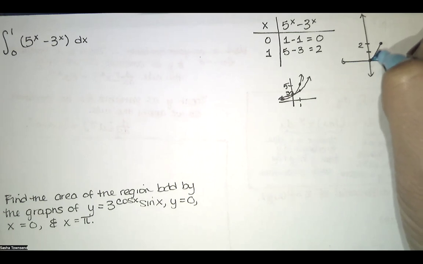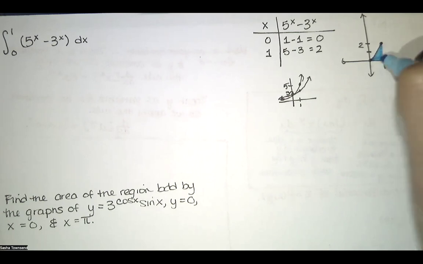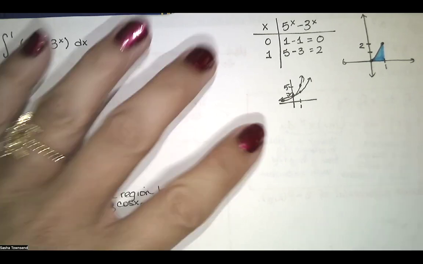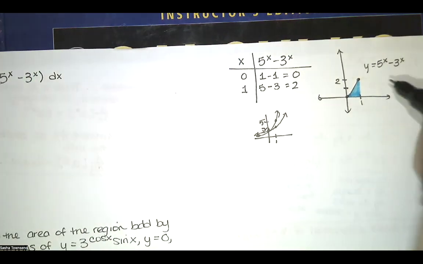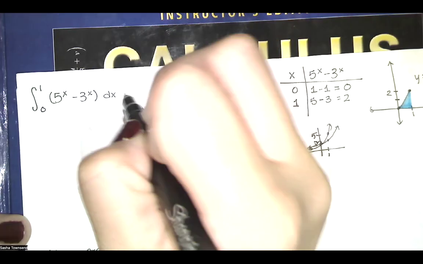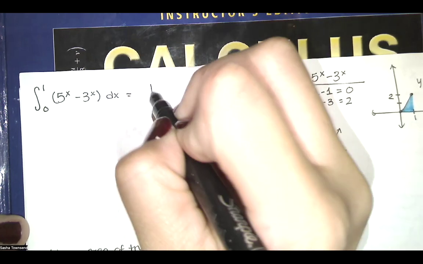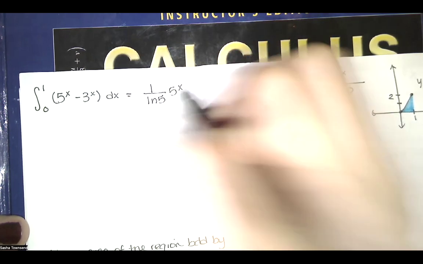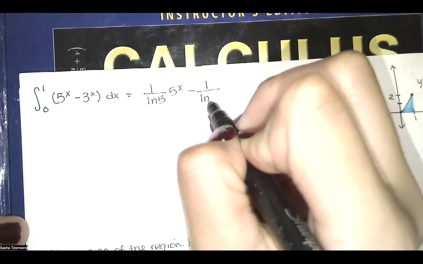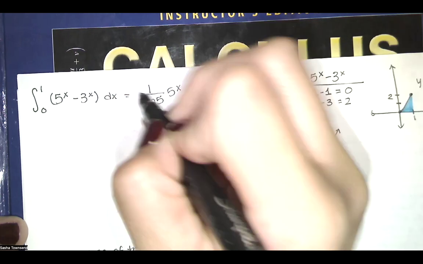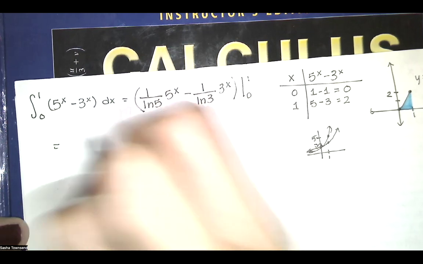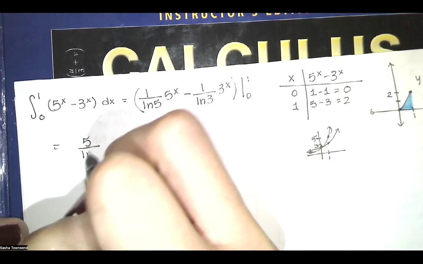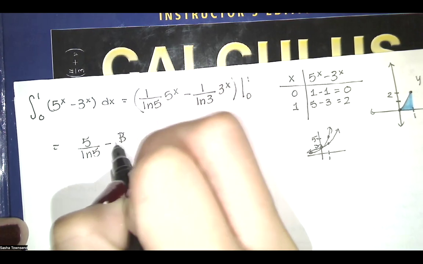approximately, I'm looking for an area between x equals 0 and x equals 1 that looks like that, where that is just part of y equals 5 to the x minus 3 to the x. Okay, well, what is that area? Well, it's very easy to find. Just take the antiderivative term by term. So you get 1 divided by natural log of 5 times 5 to the x for the first term, minus 1 divided by natural log of 3 times 3 to the x for the second term. And then you evaluate from 0 to 1 using the Fundamental Theorem of Calculus. At x equals 1, we're going to have 5 divided by natural log of 5 minus 3 divided by natural log of 3.